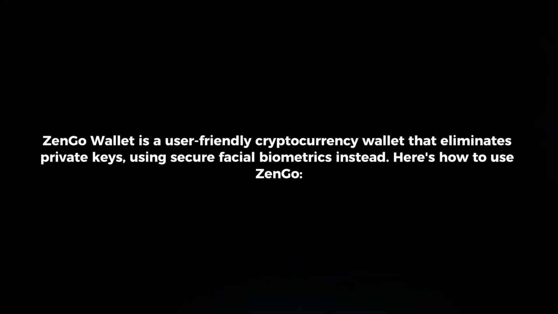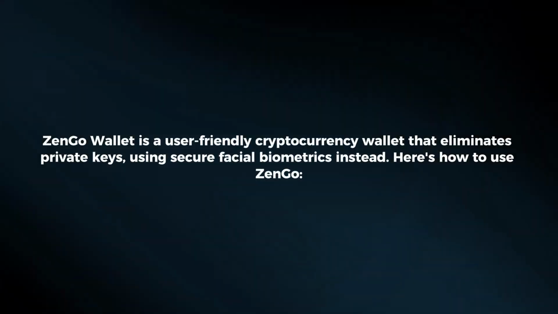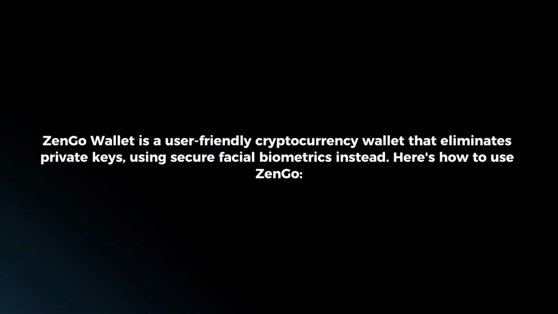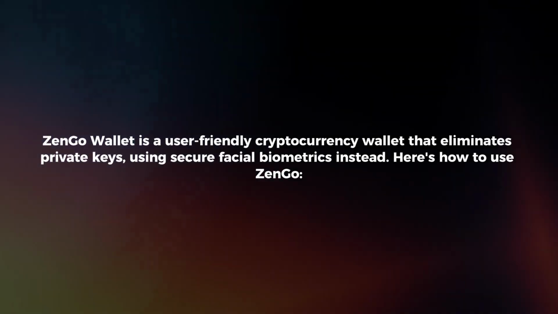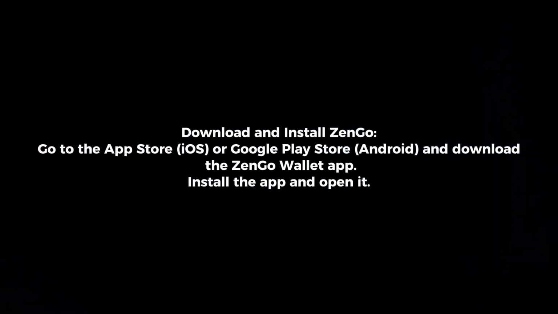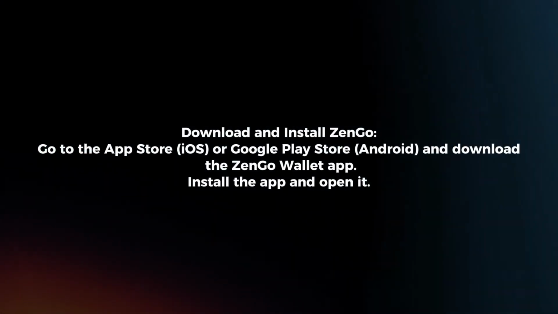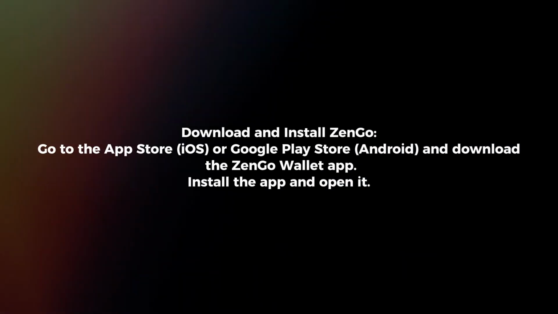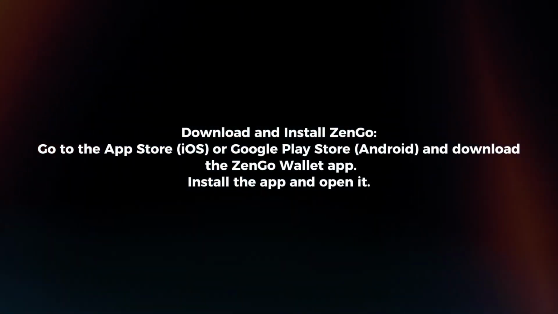ZenGo Wallet is a user-friendly cryptocurrency wallet that eliminates private keys using secure facial biometrics instead. Here's how to use ZenGo. Download and install ZenGo. Go to the App Store or Google Play Store and download the ZenGo Wallet app. Install the app and open it.